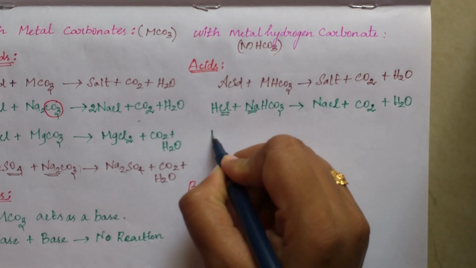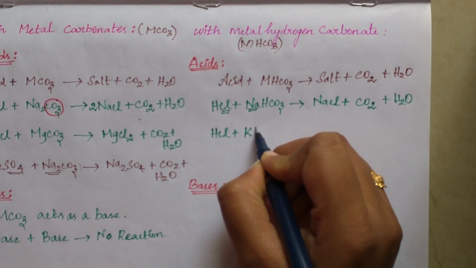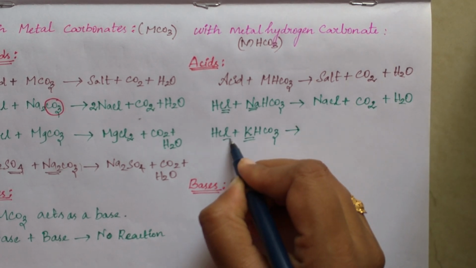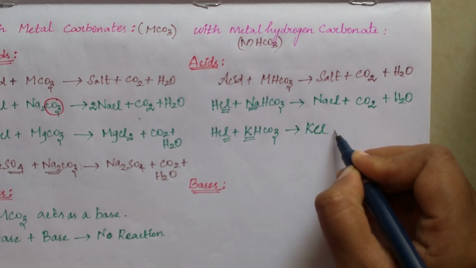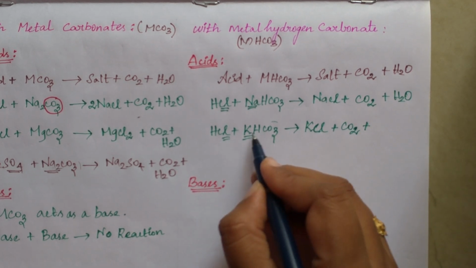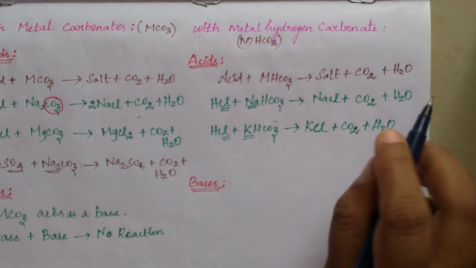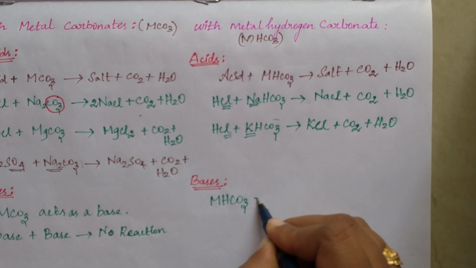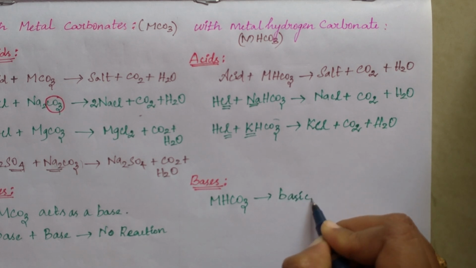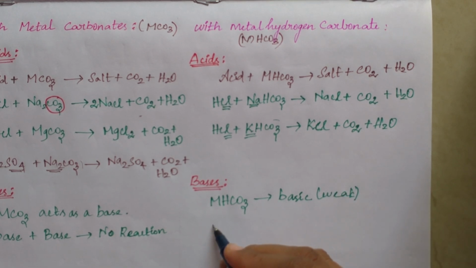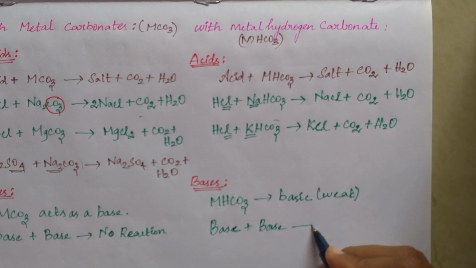Instead of sodium you can take potassium also: HCl plus potassium hydrogen carbonate. It gives what? K and Cl, KCl, plus from CO3 CO2 will come out, and the 1 oxygen and 2 hydrogens remaining produce water. Metal hydrogen carbonates act as bases. They are basic in nature, weak bases. So when base plus base reacts, there is no reaction.